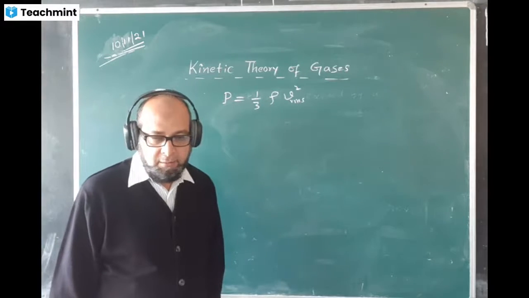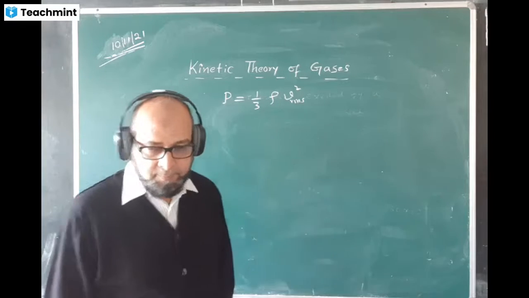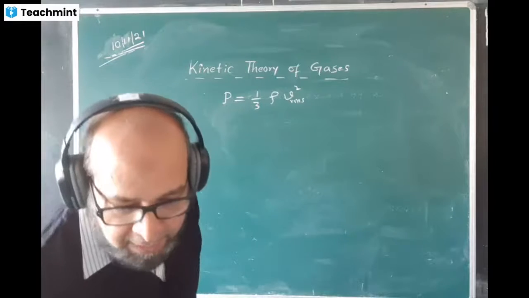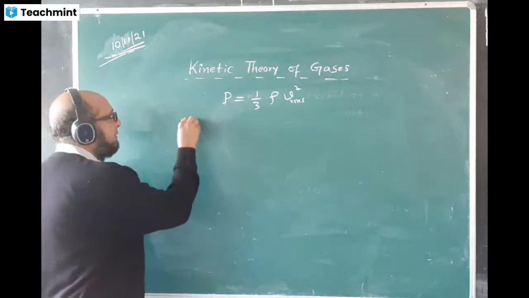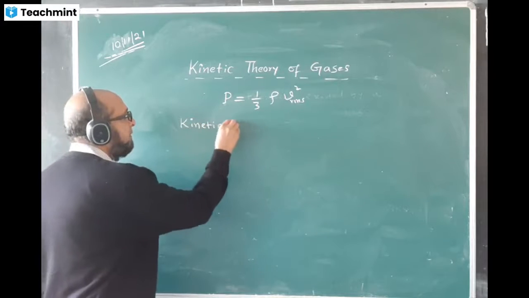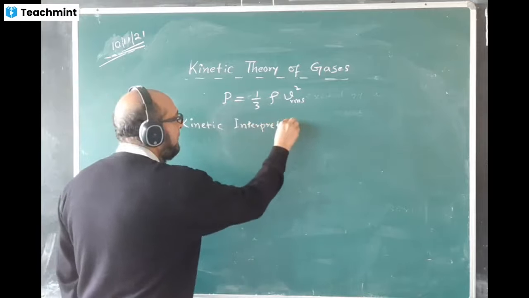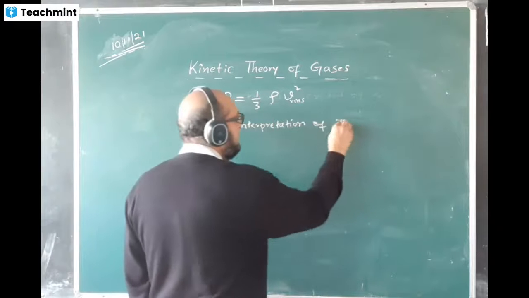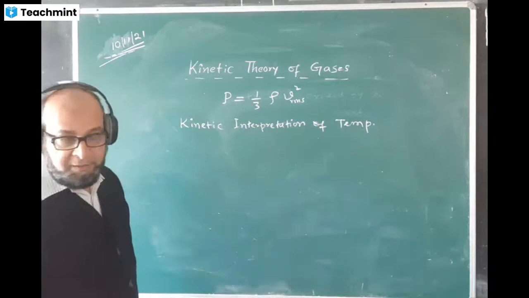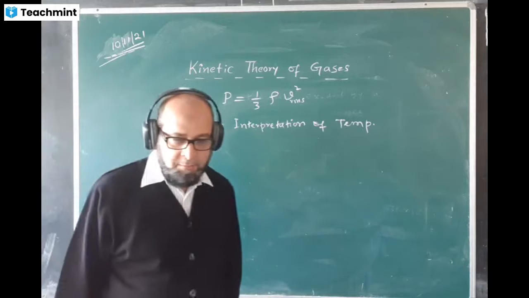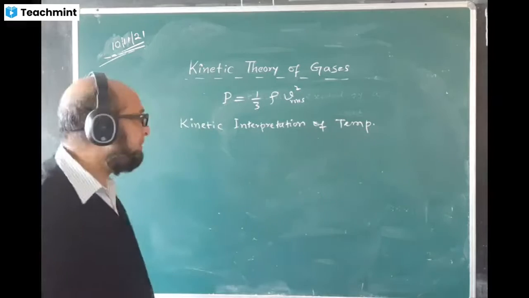Okay, we will carry on with this, and then you can just give the heading: kinetic interpretation of temperature. That means we are going to find a formula between the RMS velocity and the temperature. Okay, let us see.